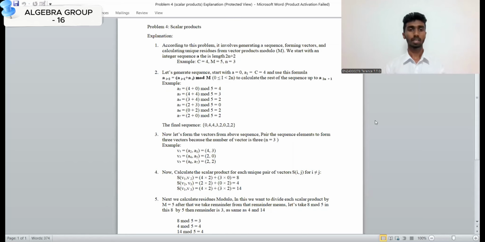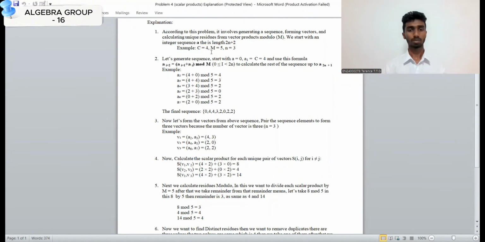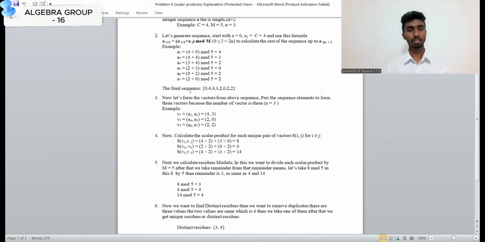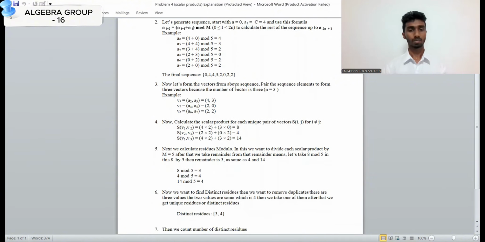The scalar products. In this problem, we want to generate a sequence, form vectors, and calculate unique residues from the vector products modulo. Let's take C equal to 4, M equal to 5, N equal to 3. After that, we generate a sequence using this formula. After that, we get the final sequence, which is this.